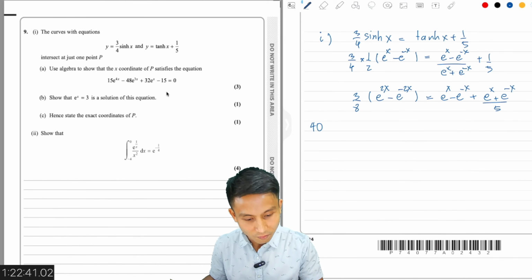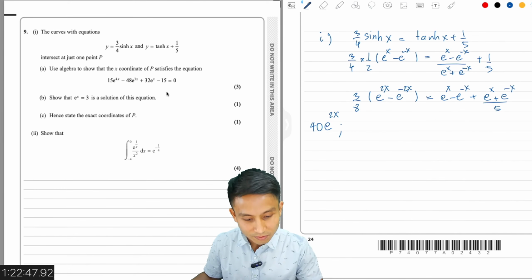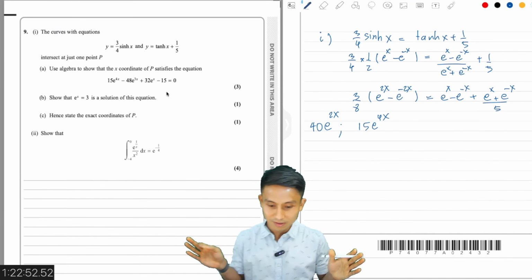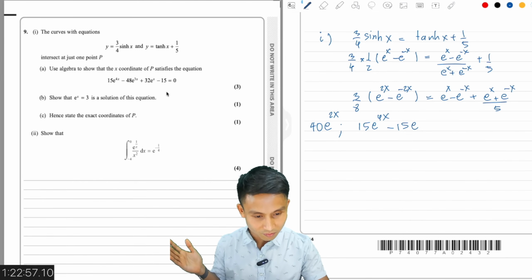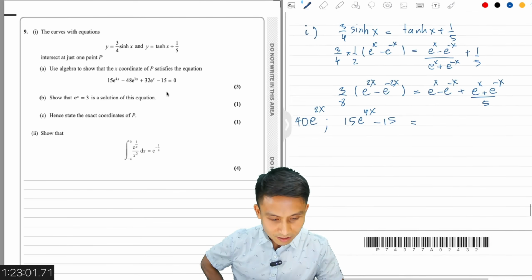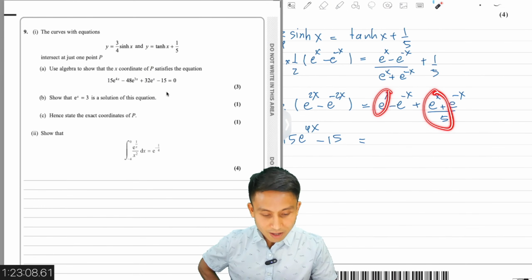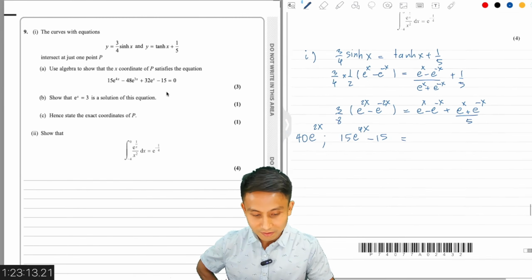I'm going to multiply by 40 and e^(2x), because I see that they have e^(4x) there. So multiplying 3/8 by 40, we get 15, so 15e^(4x) for the first term. And also minus 15, and that's it. Well, what about this one? Actually, this one we can do some work first. So this is 1 and 1/5, right? So 1 and 1/5 would be 6/5.